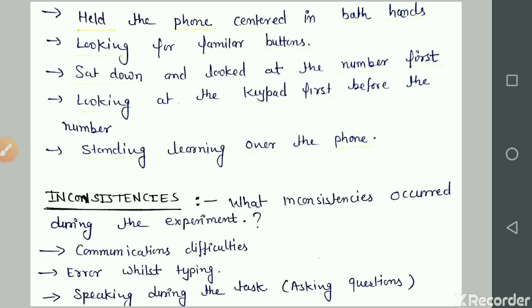Next one is inconsistencies. What are inconsistencies? Inconsistencies occur during the experiments, like communication difficulties and errors according to the typing condition. And next is speaking during the task and asking questions. So that's all about contextual inquiry, and simply we can say contextual inquiry is interviewing, observing, and questioning and answering. Thanks for watching.